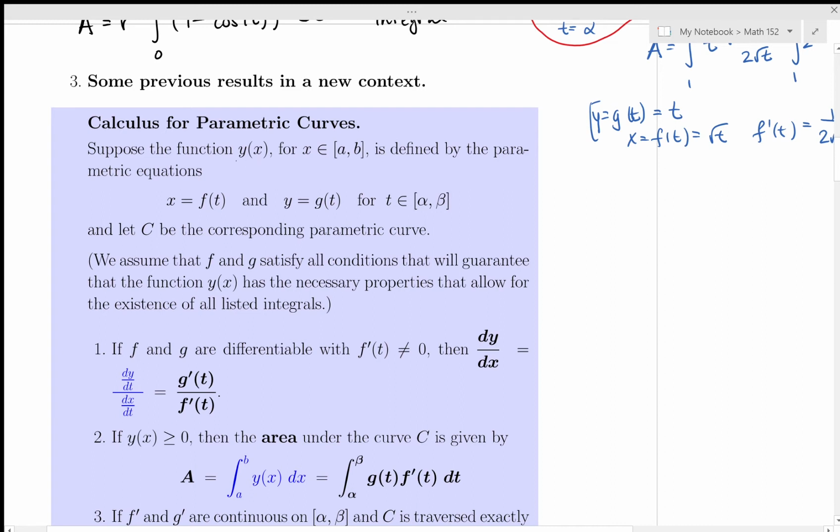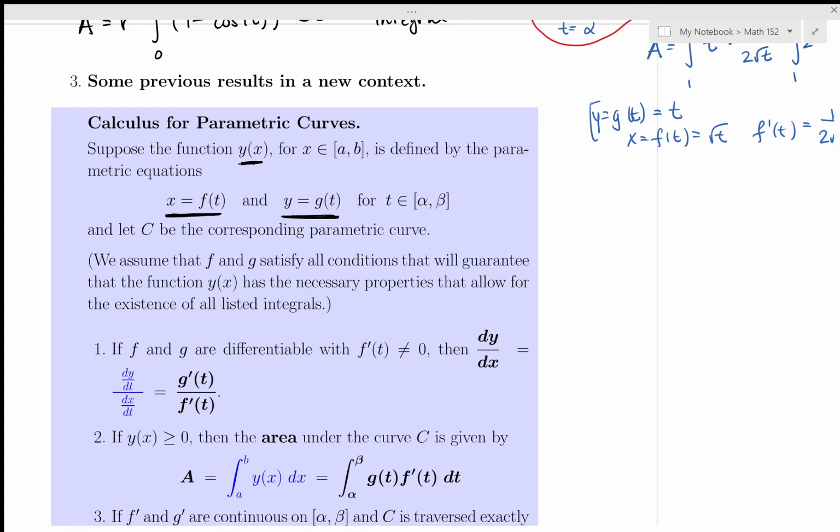So we have a function y of x, and then rather than leave it just as y of x, we parametrically define it, and we use two functions, and we calculate the x coordinate with some function f, and we calculate the y coordinate with some function g, both of which are functions of t. And then c is the corresponding parametric curve.